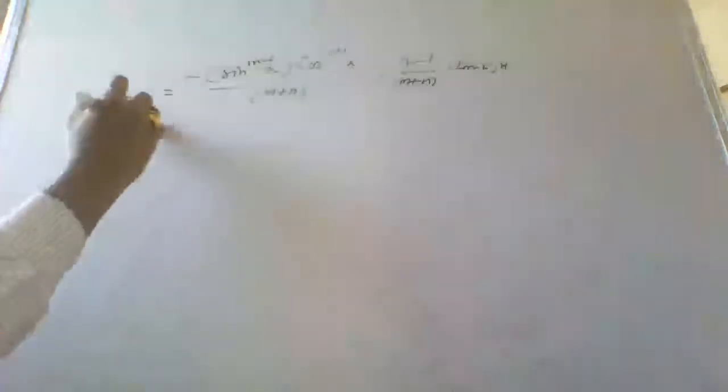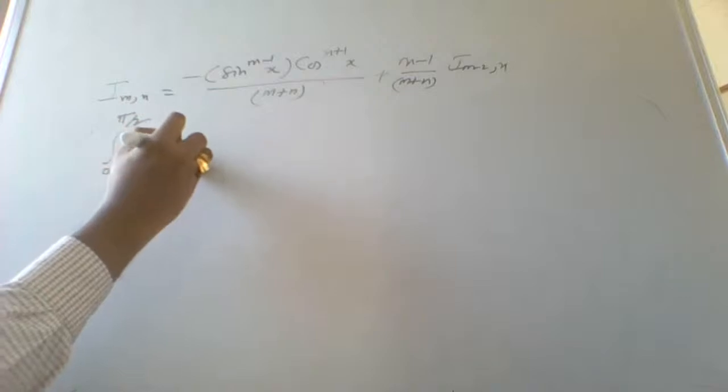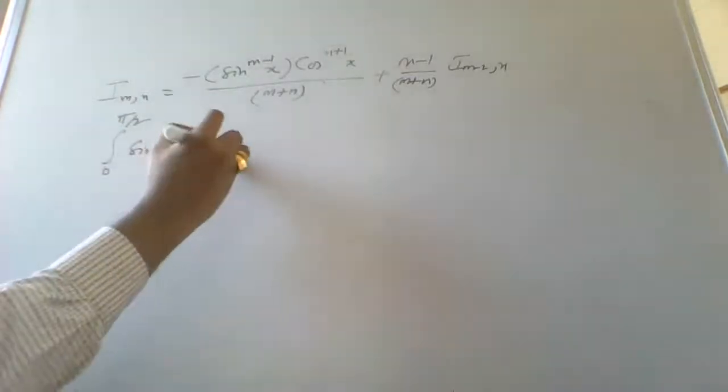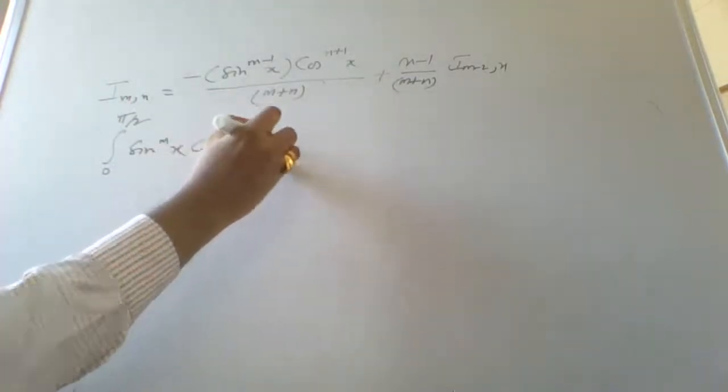Okay, so this is a reduction formula for sine and cosine. Let us see the reduction or the evaluation of the integral from 0 to pi by 2 of sine m x cos n x dx. Let us see this.